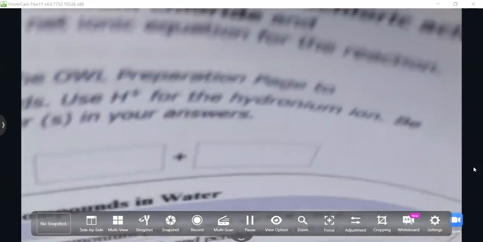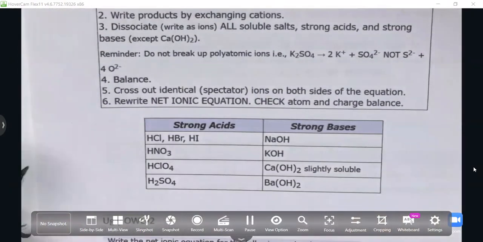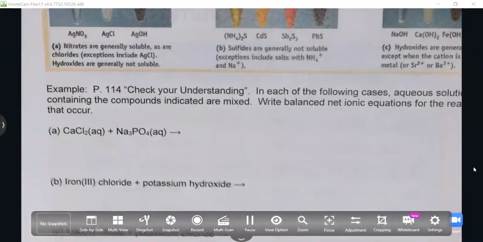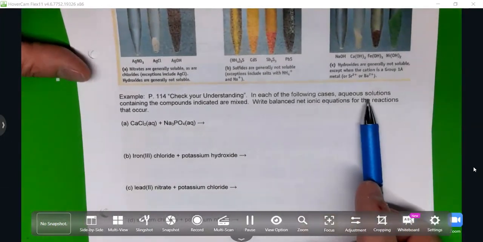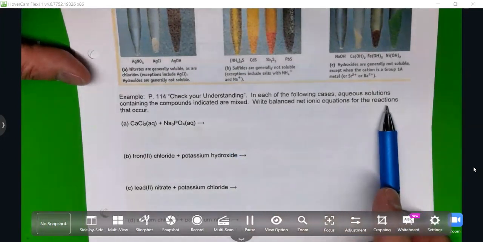Okay, let's do what a couple OWL questions look like. If you have this supplement, and do I have it on the next page? Because this will allow you to get through OWL part 1. Got some problems to work out here too. We can do these on the next page first. All right, we'll check out a couple here and then I'll do this one too. In each of the following cases, aqueous solutions containing the ionic compounds indicated are mixed. Write a balanced net ionic equation for reactions that occur.